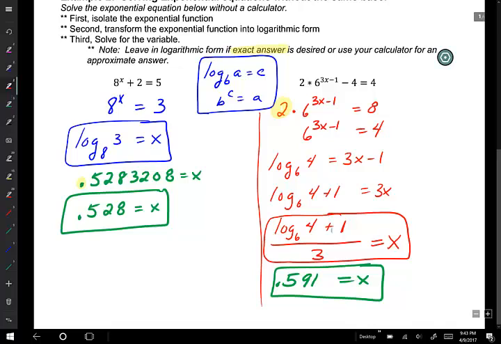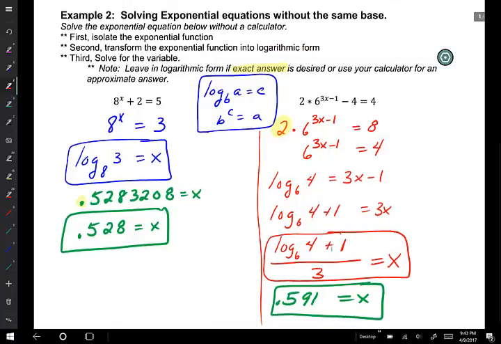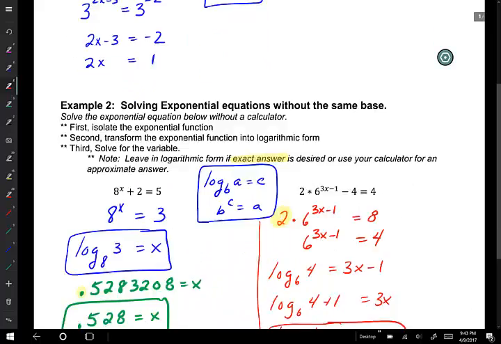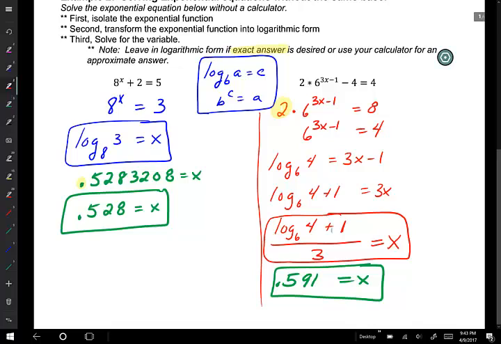So these are 3 examples of how to approach problems if they have the same base or possibly don't have the same base. In the first case, just as a reminder, we're going to try to write each side with the same base and then solve that very simple equation. But down here, we have exact answers versus approximate answers. I hope that's been helpful in understanding the second part of our material for today.